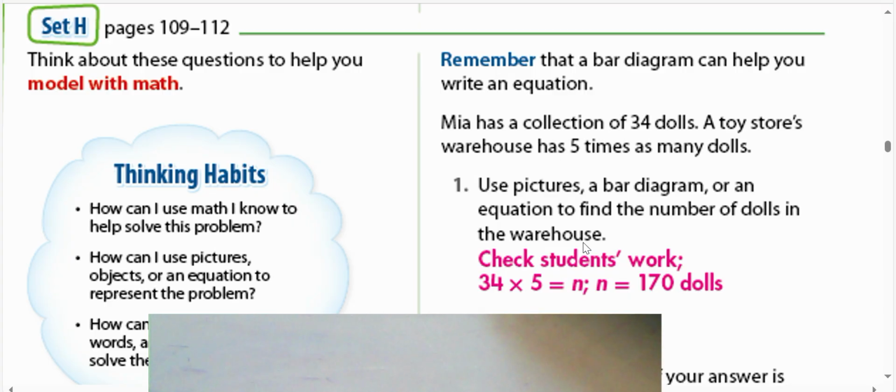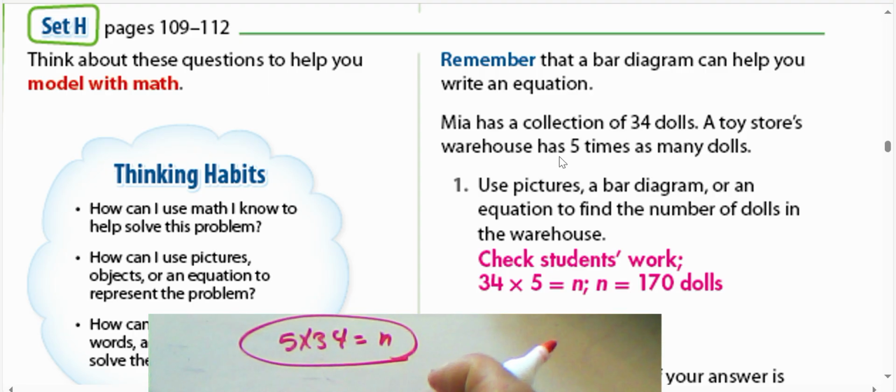Use a picture and diagram or an equation to find the number of dolls in the warehouse. We have 34 multiplied by 5. This number, 5 times as many dolls. 5 multiplied by 34 equals n, and we call this an equation. The equation contains two expressions and uses the equal sign between them. We can find the value of n here. 4 times 5, 20, write 0 and carry 2. 3 times 5, 15 plus 2 equals 17. Then the result will be 170.